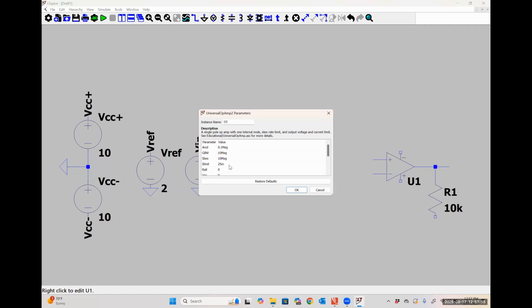Are you using Universal Op Amp 2? That's the problem. Universal Op Amp 2 is what we're using for our op amps. Yep.